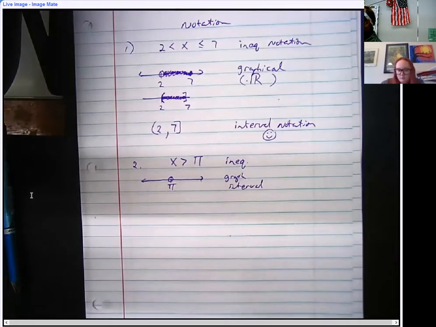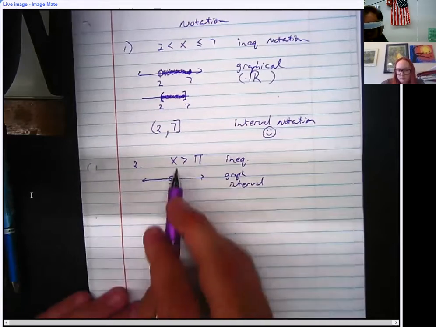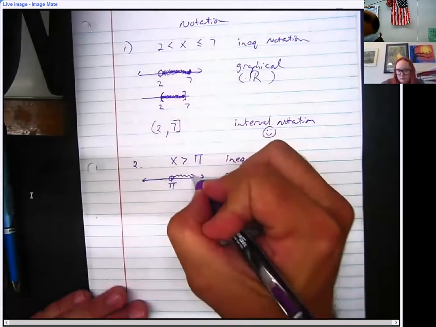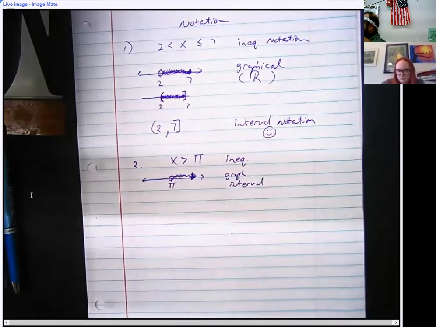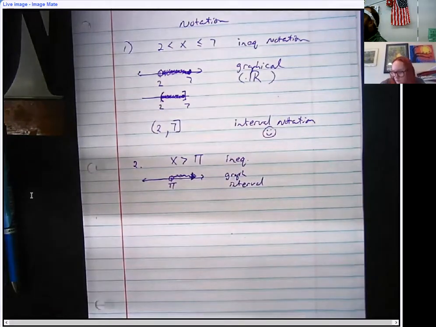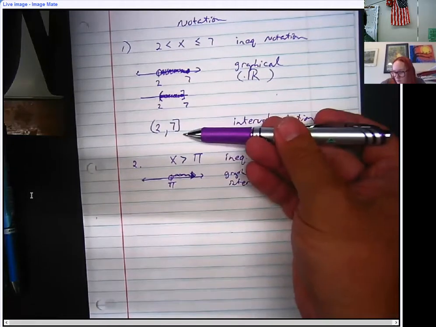Which way? To the right, yeah. I want values that are bigger than pi, so we're going to go to the right. I'm a little cavalier about that. You don't have to shade. If you want to wiggle lines above, I'm good with that. It's pretty clear.